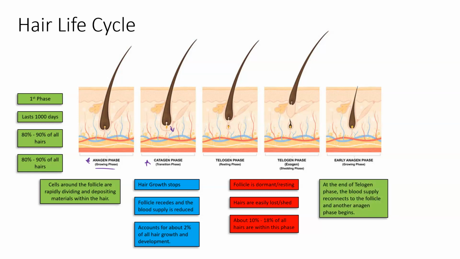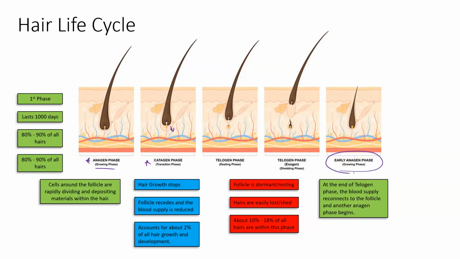At the end of the telogen phase, the blood supply reconnects. You'll notice that the blood supply is reconnecting to the new follicle once the hair is shed. And once the blood supply is reconnected, the follicle holds up tight and starts producing a new hair. So it reconnects to the follicle and another anagen phase begins.